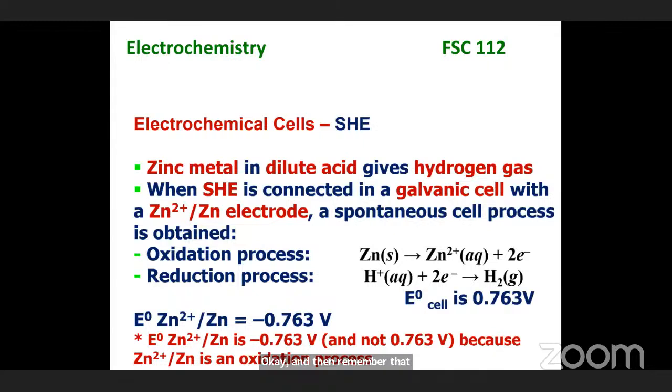Okay, and then remember that electron loss is oxidation. OIL RIG: oxidation is loss, reduction is gain. If you look at this equation here, Zn solid to give you Zn2+ plus 2e-, the oxidation state of Zn solid is 0, but the oxidation state of Zn2+ is 2+. So from 0 to 2, there's an increase in oxidation number. That's oxidation.